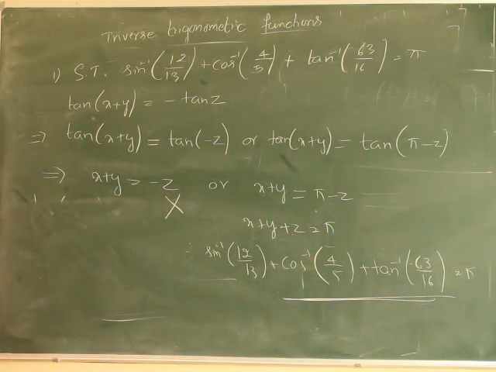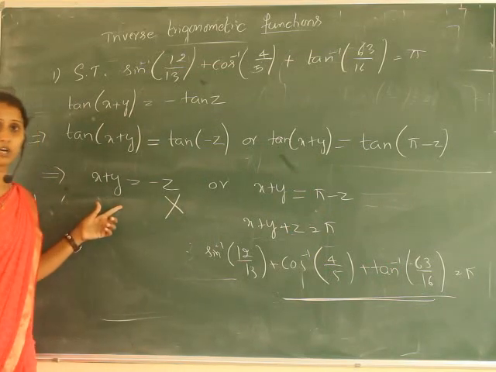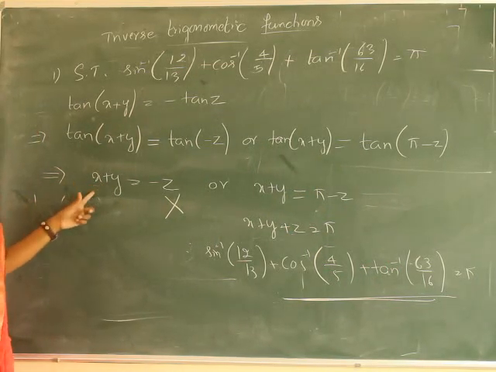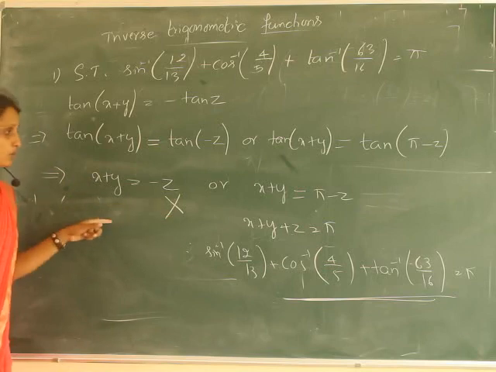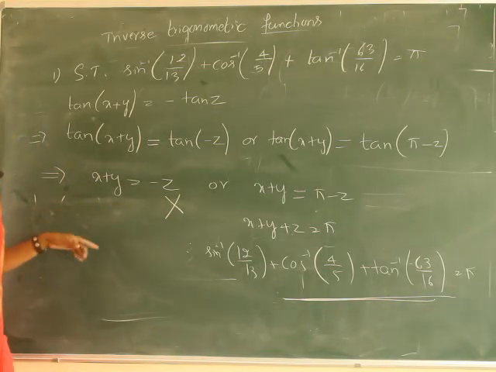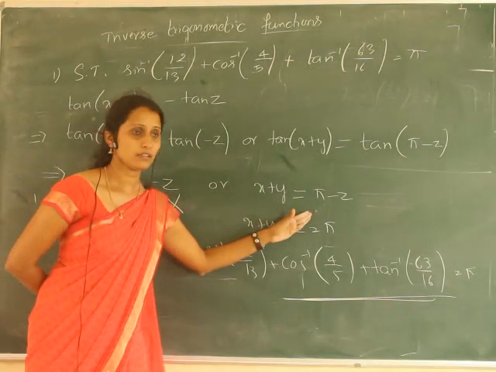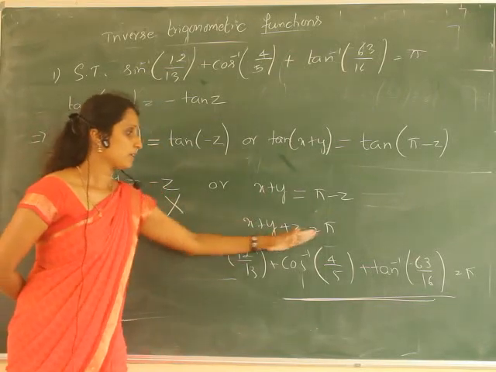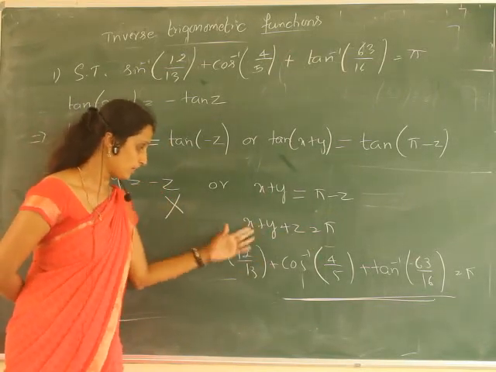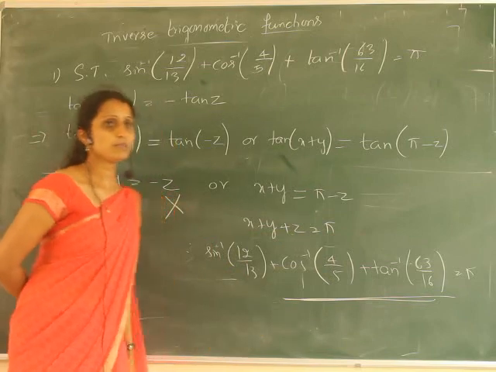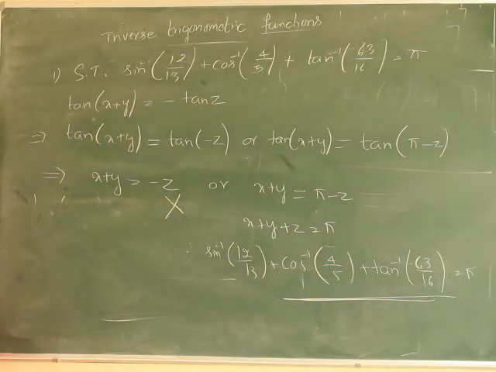Why is it like this? x plus y is minus z is not possible because the sum of two positive reals is not negative. So this is not possible. The only possible thing is x plus y is equal to pi minus z, so x plus y plus z equals pi. Then resubstitute that, so we are getting the value as pi. So this is one method of solving the given problem.